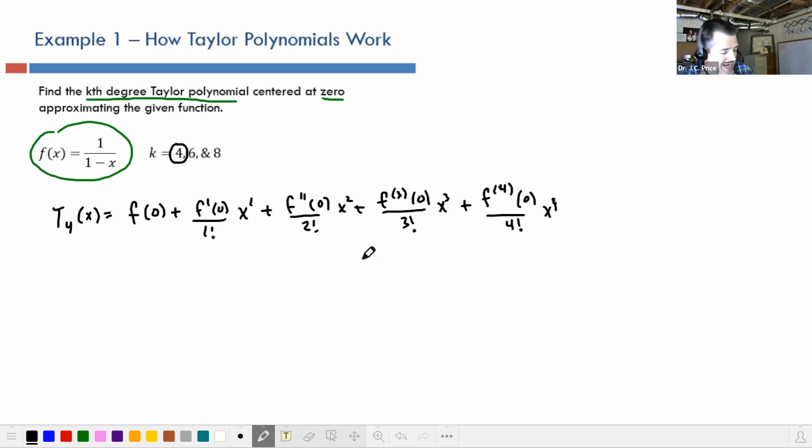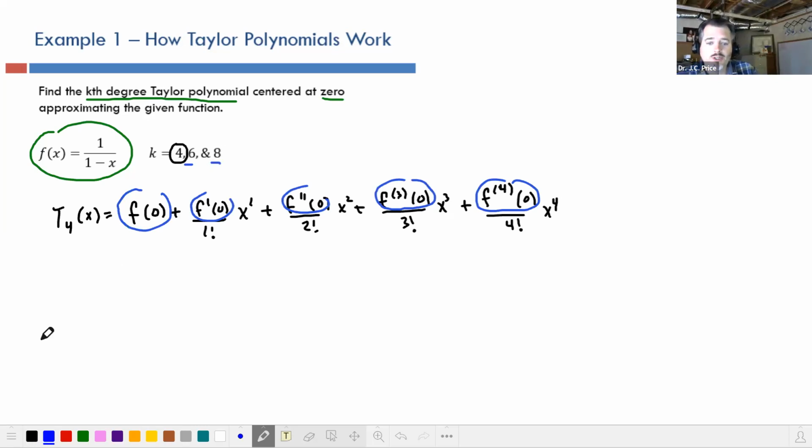So what's my job? My job here is to find f of 0, f prime of 0, f double prime of 0, f triple prime of 0, or the third derivative of f, and then the fourth derivative of f, and then I can stop. And I'm hoping I'll see a pattern so I don't have to continue doing this for the 6th degree and 8th degree Taylor polynomials. And you'll see a pattern does develop.